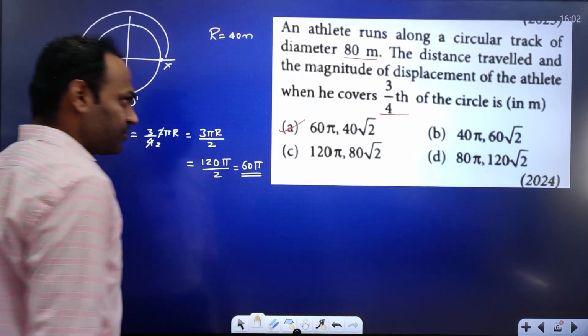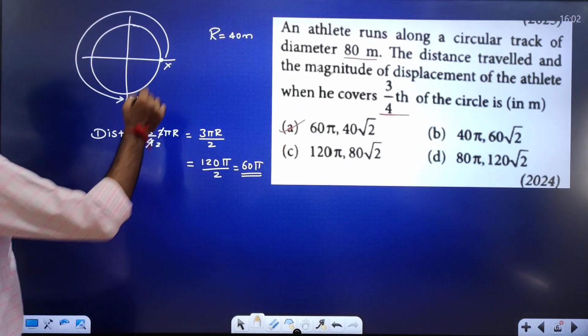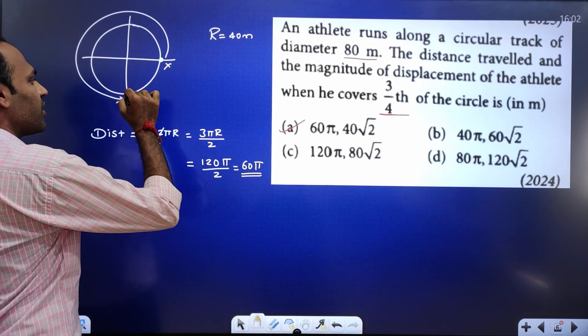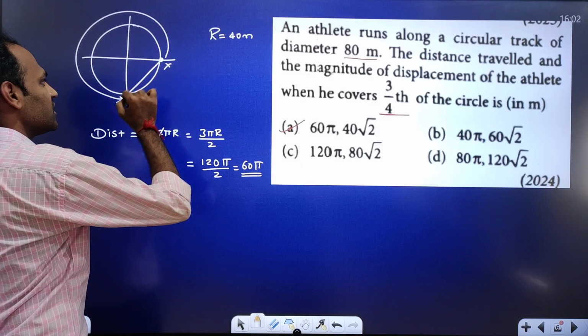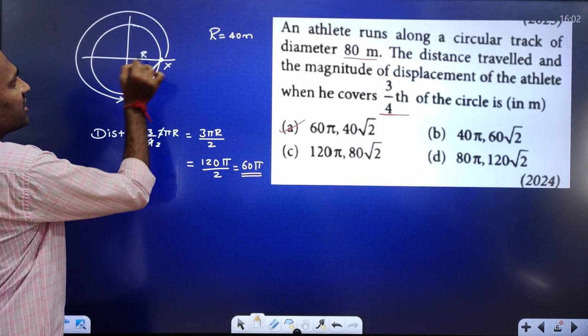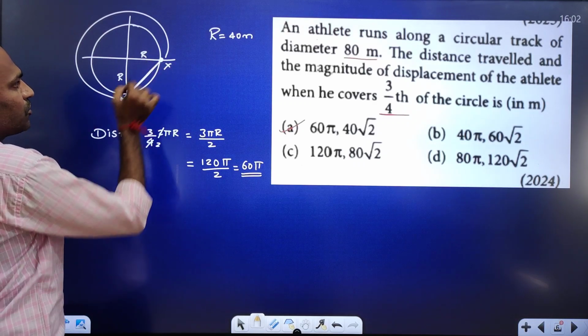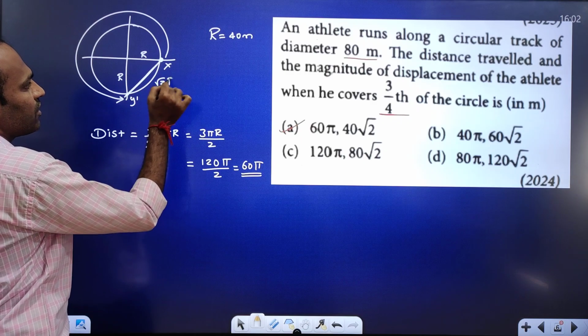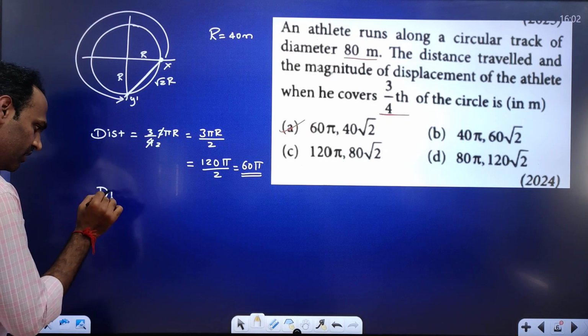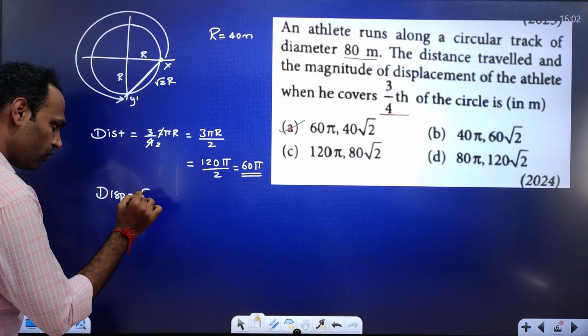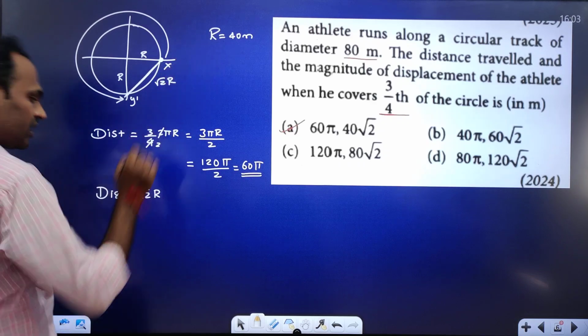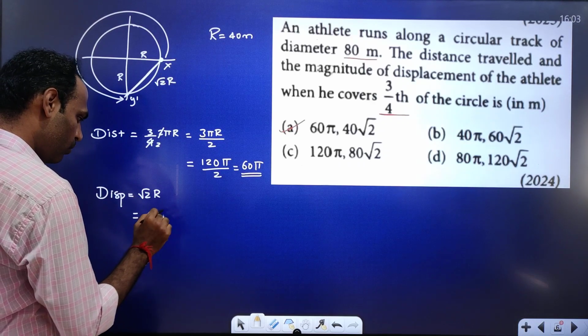Let us calculate the displacement also. See, if you want the displacement, initial position is x, final position is y dash. So this is the displacement, right? This will be the radius, this will be the radius. Then how much will the displacement be? It will be root 2 r. So displacement is equal to root 2 into r. How much is r? R is 40. So it will be 40 root 2 meter.